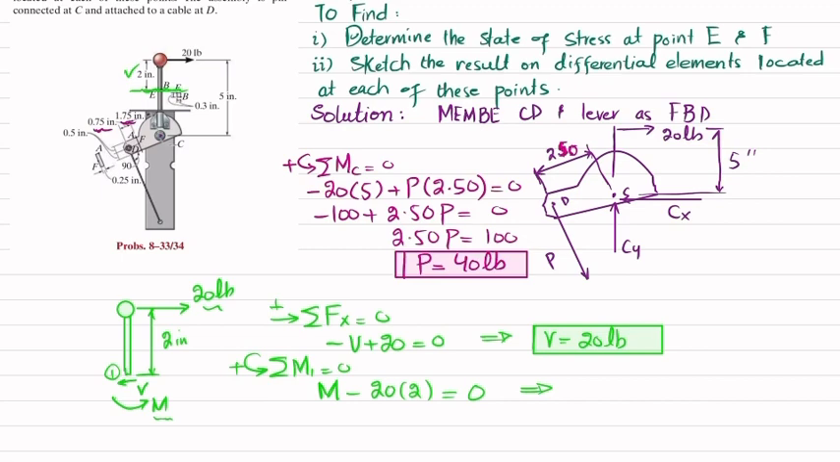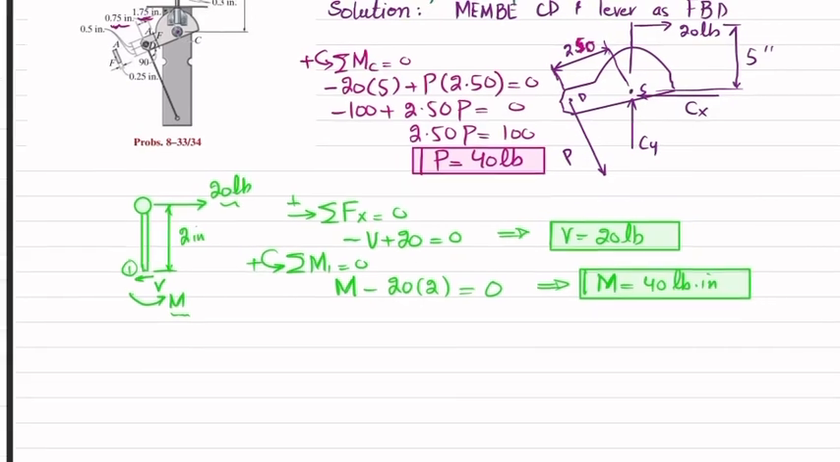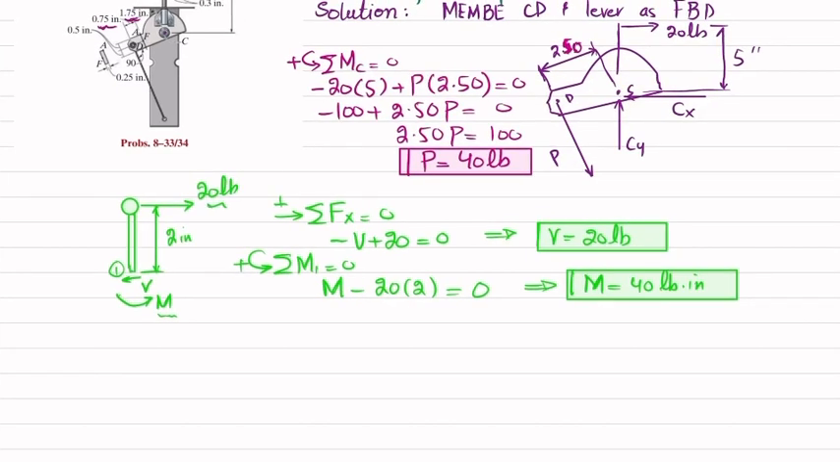So it means that the moment is also equal to 40 pounds into inch. Okay. Now you can see that if we remove this force, that will also produce a moment. Clear? So due to this moment, there will be bending stress in this rod.